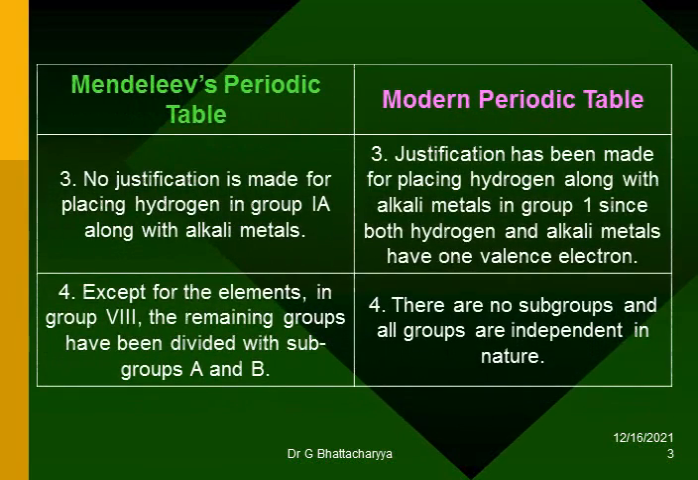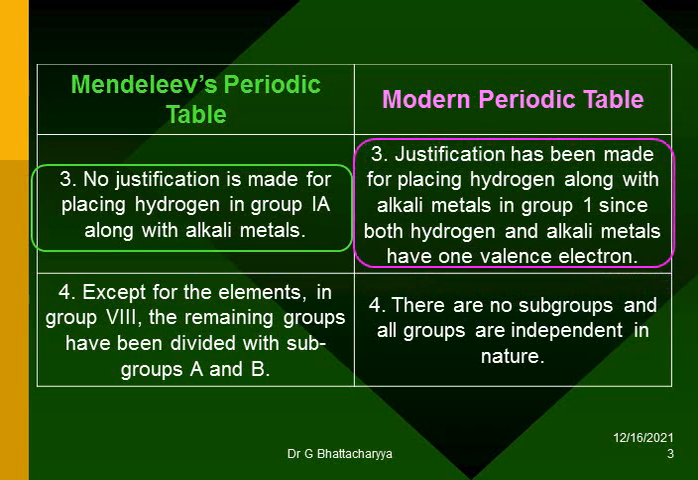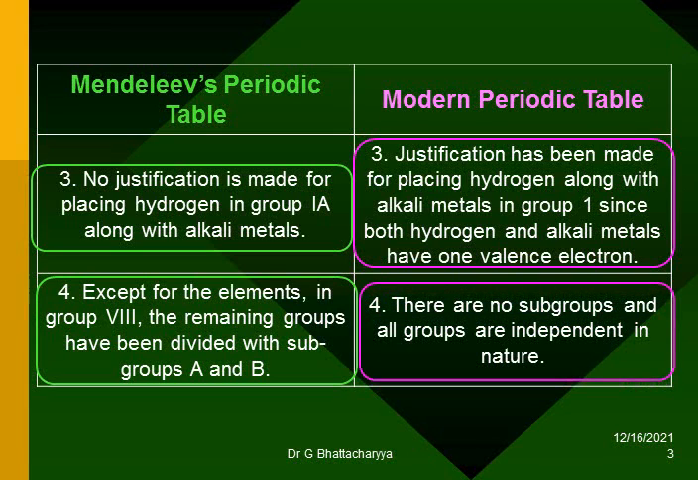Mendeleev's periodic table 3. No justification is made for placing hydrogen in group 1A along with alkali metals. Modern periodic table 3. Justification has been made for placing hydrogen along with alkali metals in group 1 since both hydrogen and alkali metals have one valence electron. Mendeleev's periodic table 4. Except for the elements in group 8, the remaining groups have been divided with subgroups A and B. Modern periodic table 4. There are no subgroups and all groups are independent in nature.